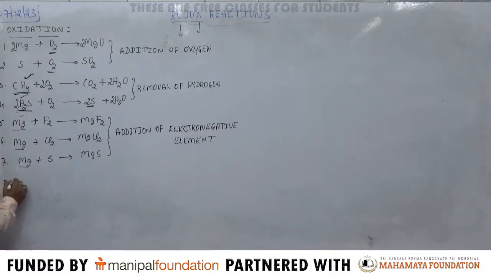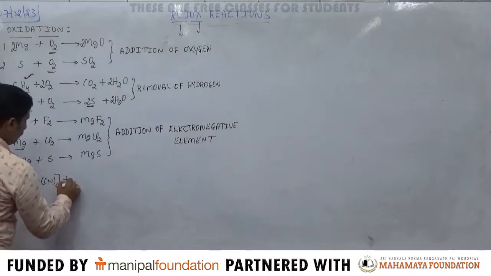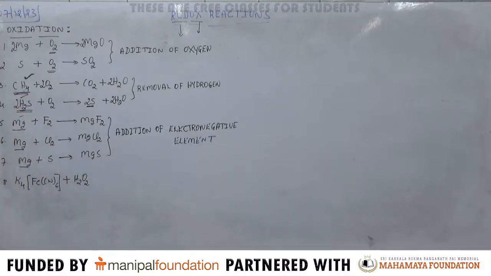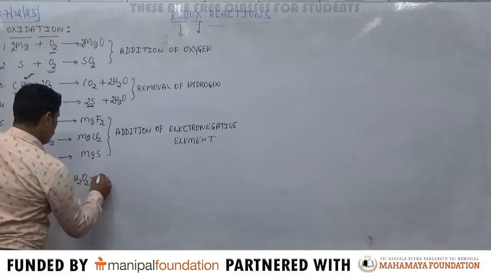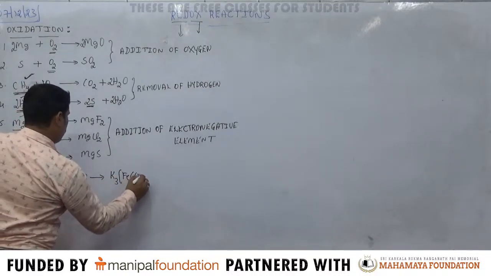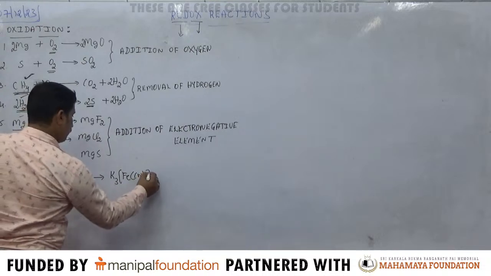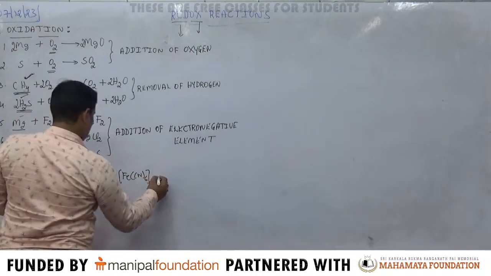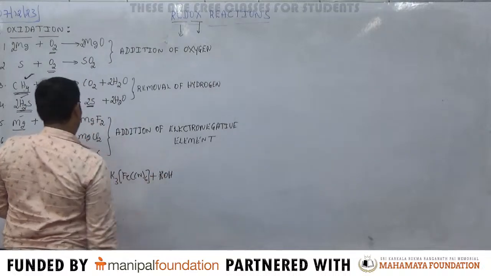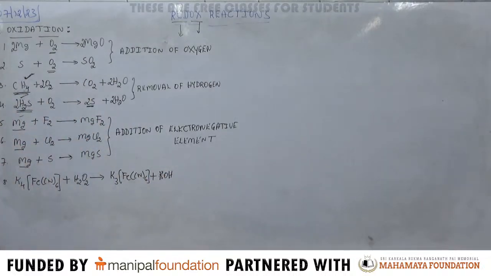Next, K4[Fe(CN)6] in the presence of hydrogen peroxide, H2O2 is hydrogen peroxide, to give K3[Fe(CN)6] plus KOH. Try to balance this equation.